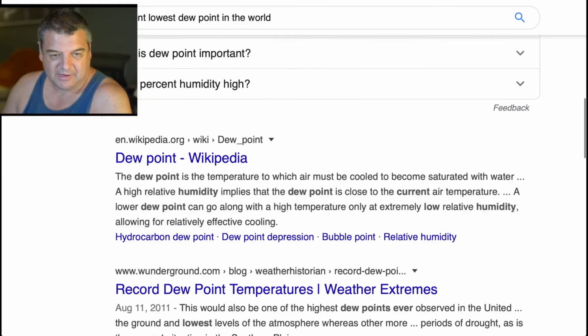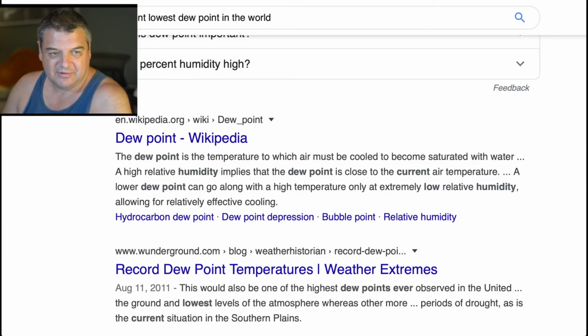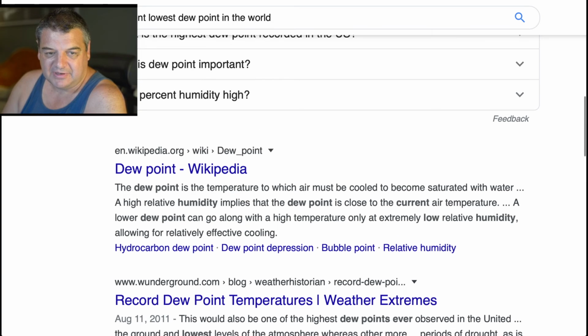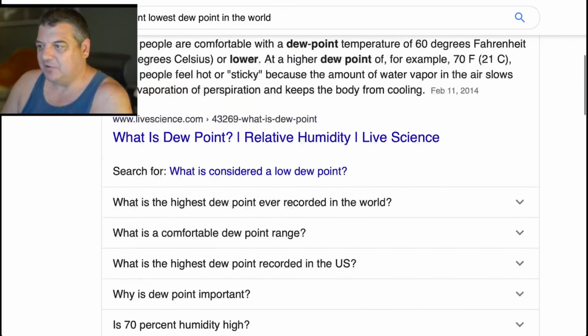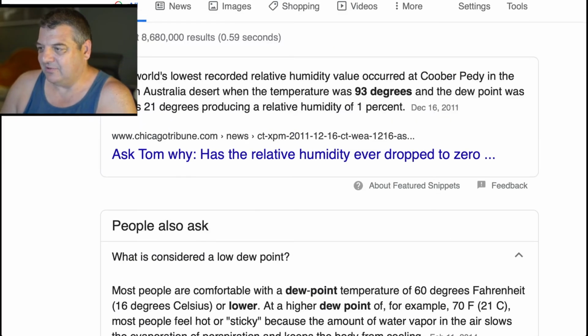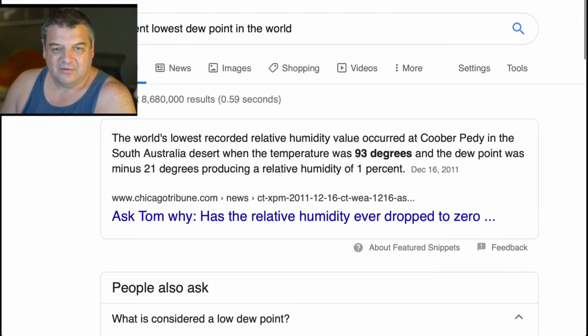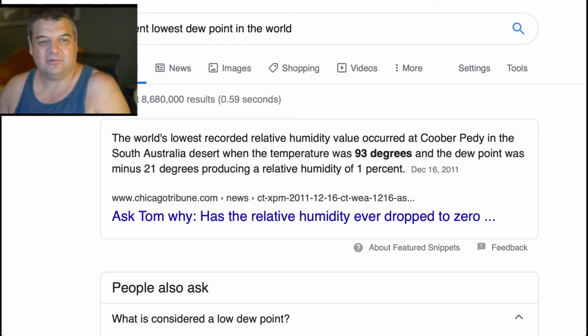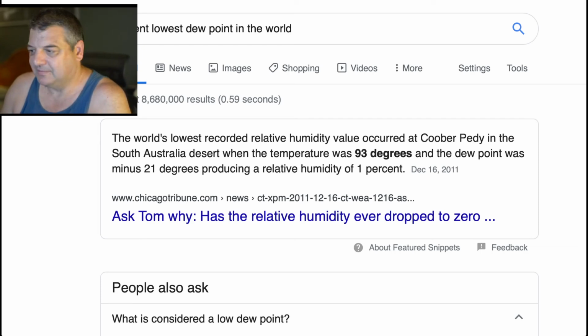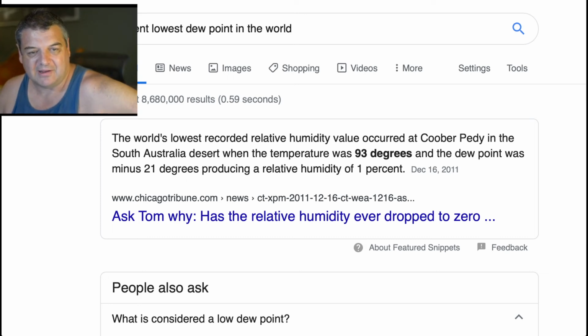Let's see what else we've got here. It's very interesting. So Wikipedia's got the definition as the dew point is the temperature to which the air must be cooled to become saturated with water. So it's basically what I was saying as well, but hopefully I've said it in very layman's terms and you can all understand it. And dew point will be your best friend, that's for sure, because I'm always going to look at the dew point when I'm working out how comfortable it is outside and what I should be wearing.